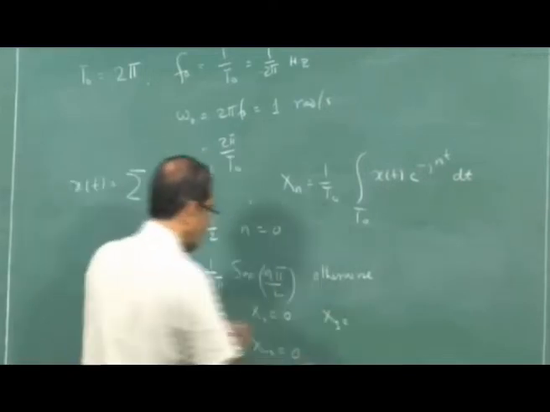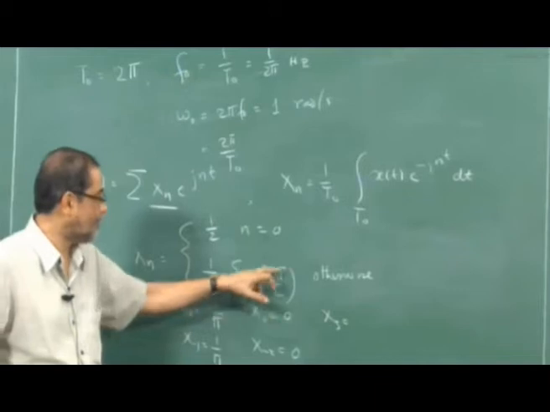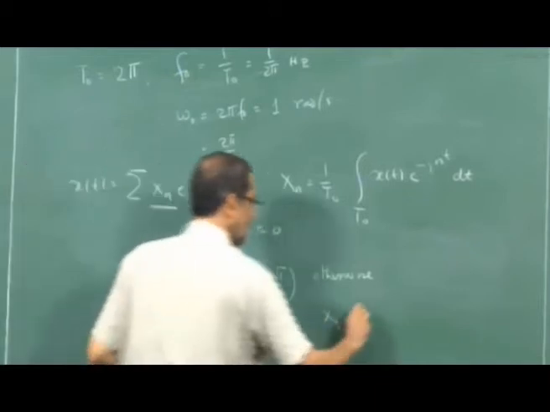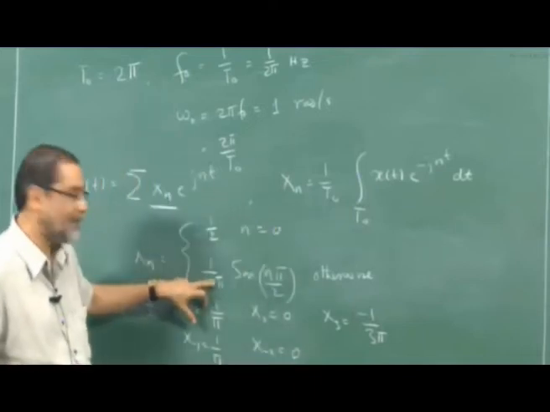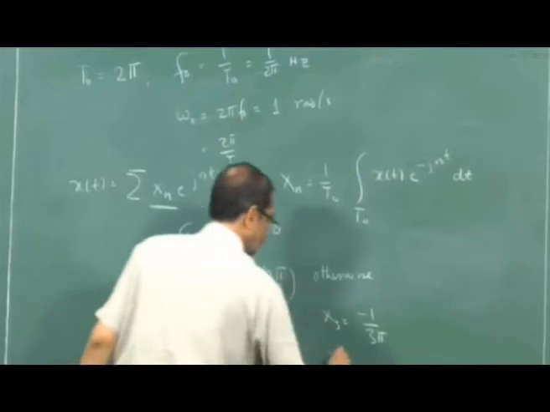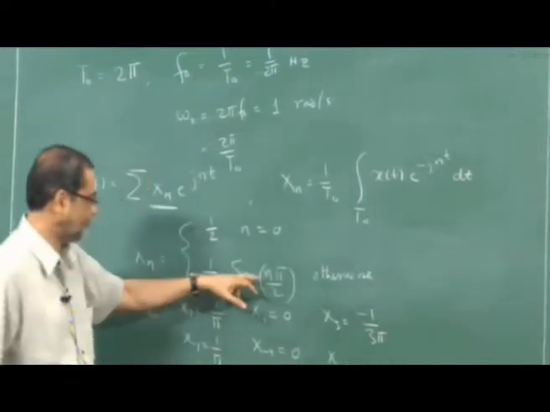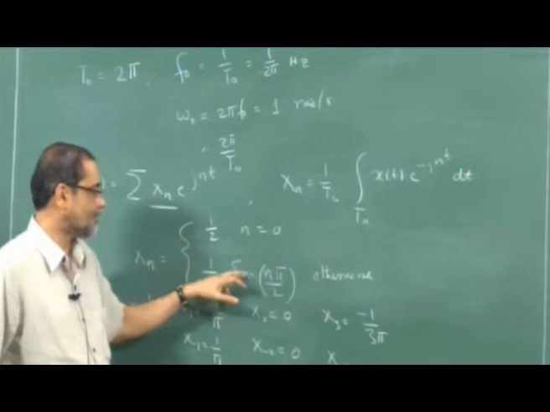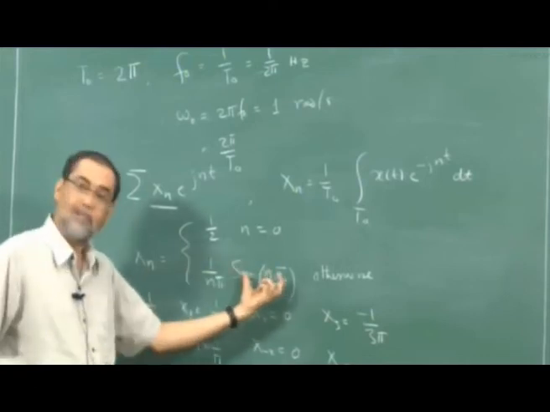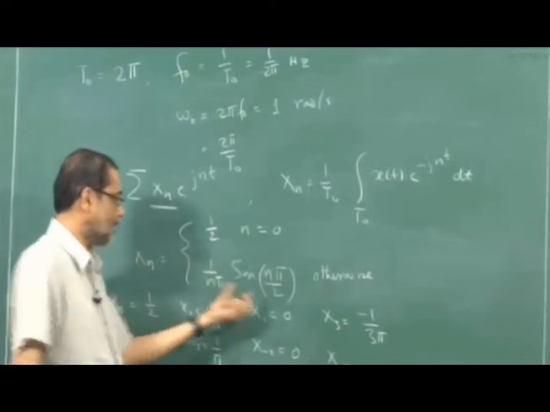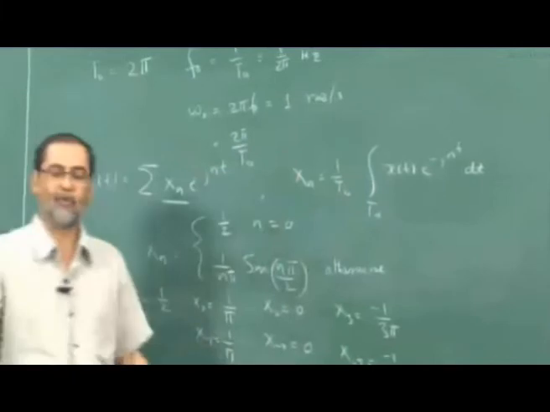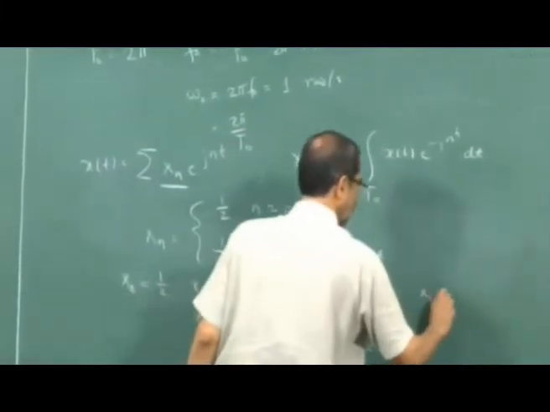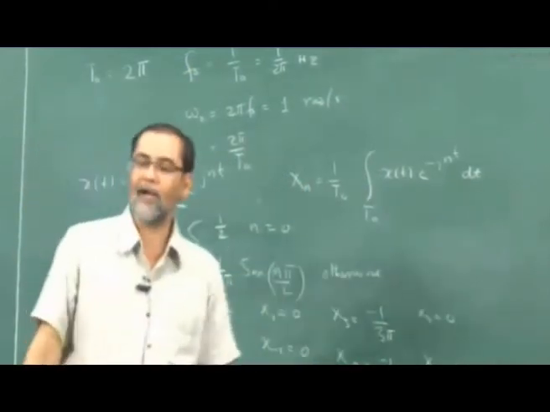X3, substitute n equal to 3, sin 3 pi by 2 is minus 1, so it is minus 1 by 3 pi. This becomes minus 1, and this n is 3, so it is 1 by 3 pi. And x of minus 3 is minus sine 3 pi by 2, so there is a minus 1 here, so it is 1 by 3 pi, and so on. X4 is 0 and so on, x minus 4 is 0, and so on. So you can go on, adding them up.